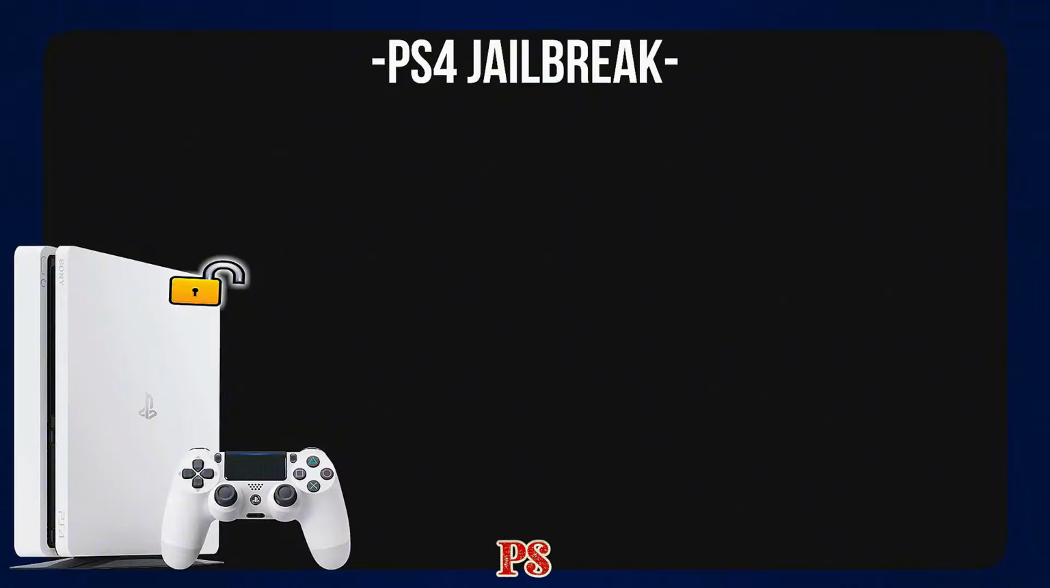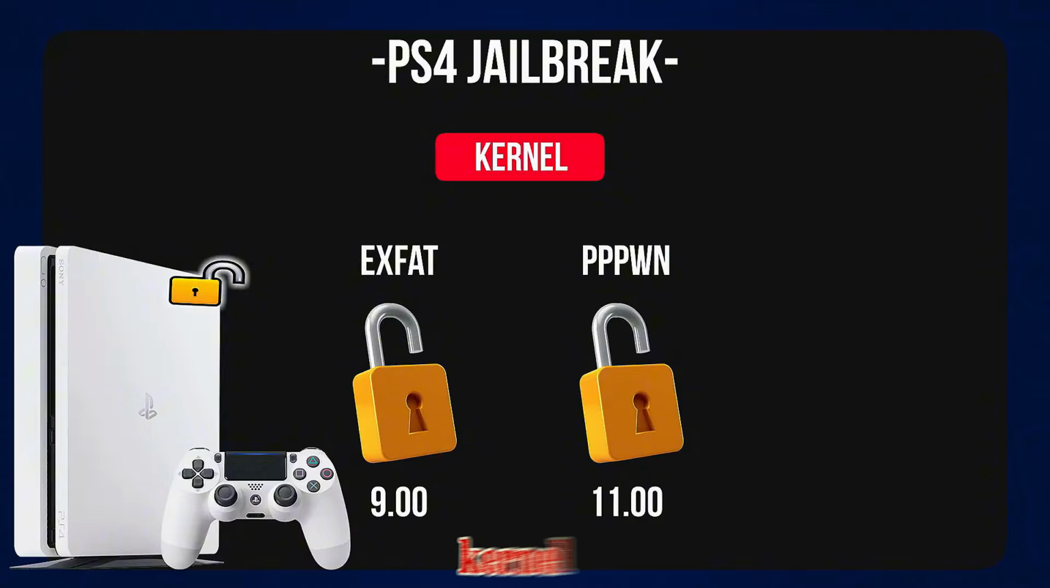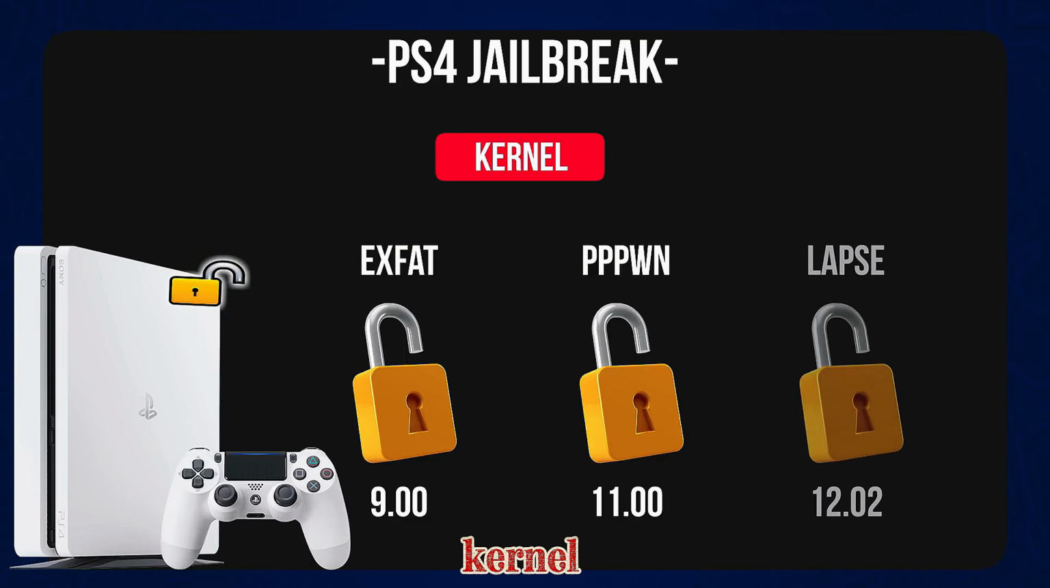Now, in order to jailbreak the PS4, we typically need two exploits chained together, a kernel exploit and a userland exploit. The kernel exploit is what actually jailbreaks, as the kernel is the lowest layer in the operating system. So once you gain control of that, you more or less have control over the whole system. Last year, the highest kernel exploit was known as PPPwn and worked up to firmware 11.00, but we now have a new kernel exploit that works up to firmware 12.02, known as the Lapse kernel exploit, or IO exploit.